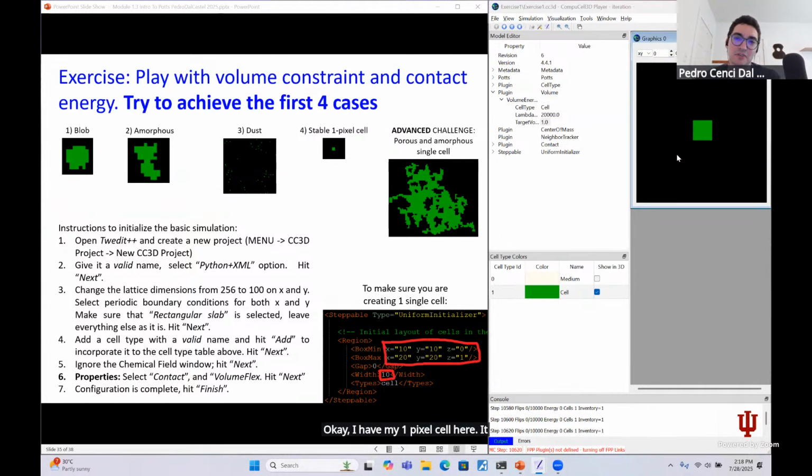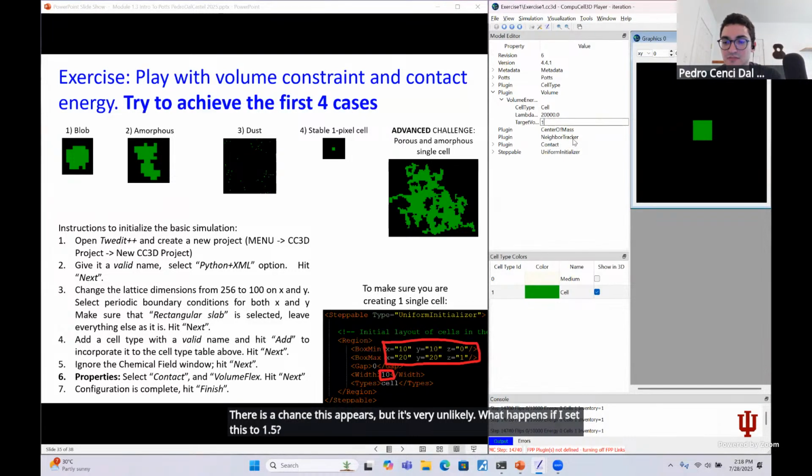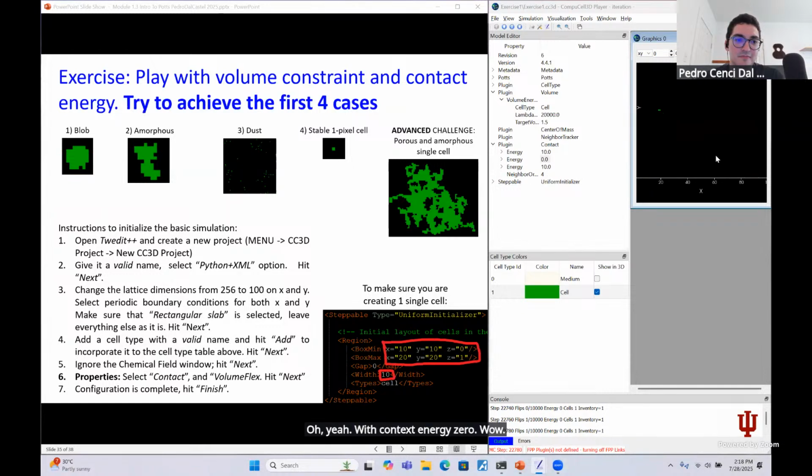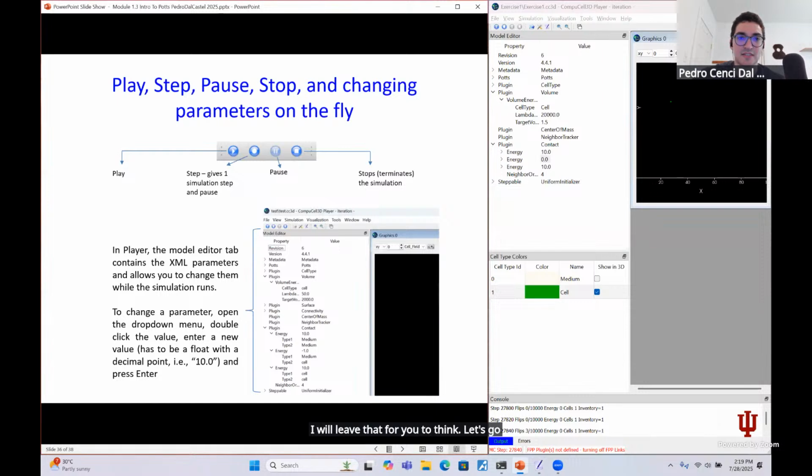It may still disappear. There is a chance it disappears, but it's very unlikely. What happens if I set this to 1.5? Oh yeah, with contact energy 0. Wow. Why is that? I will leave that for you to think. Let's go to the next exercise.